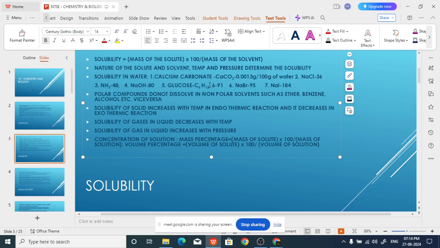Can anyone read? Abhinav, can you read the entire slide for the benefit of everybody? Srinidhi, you want to read?